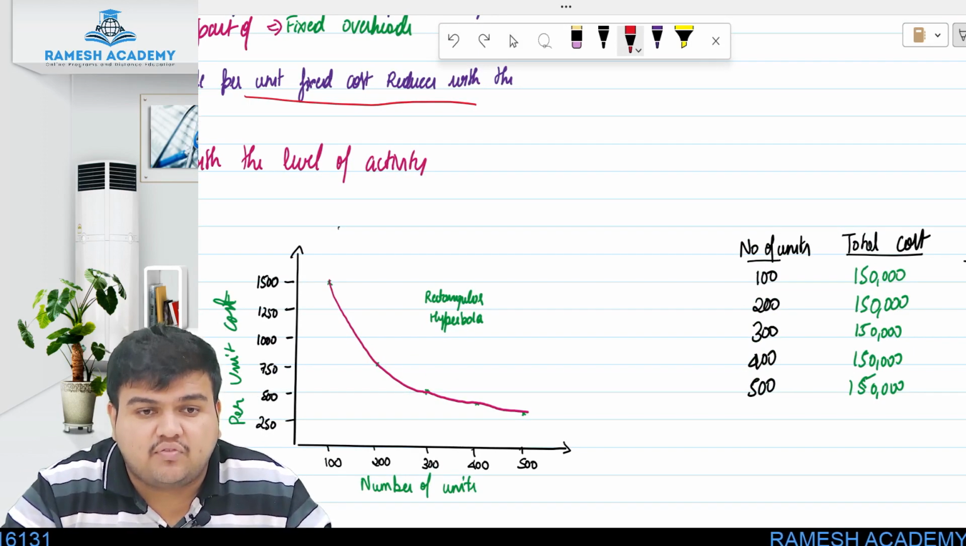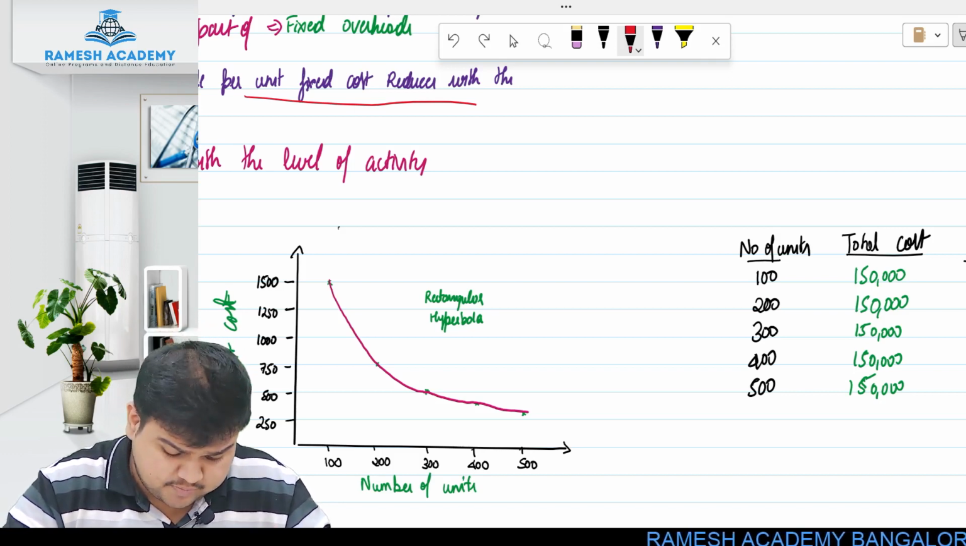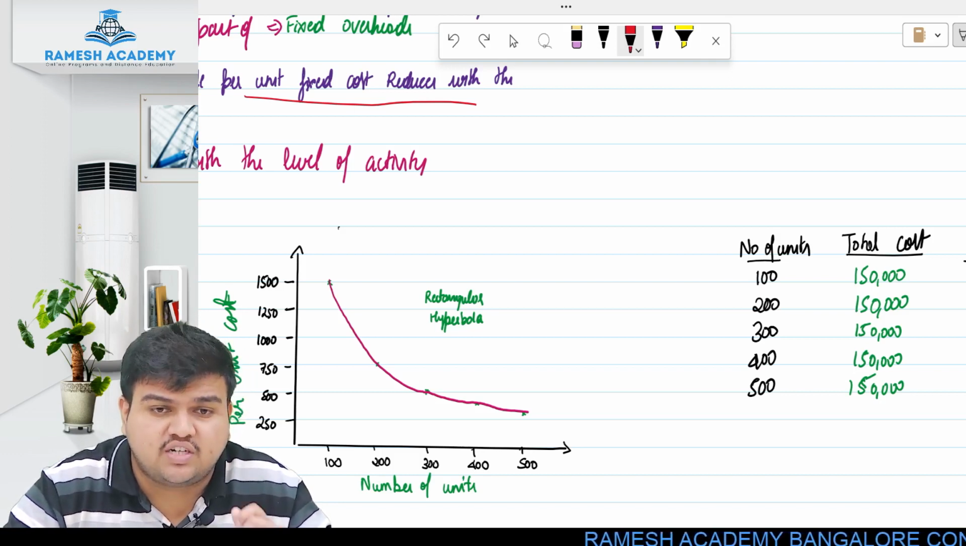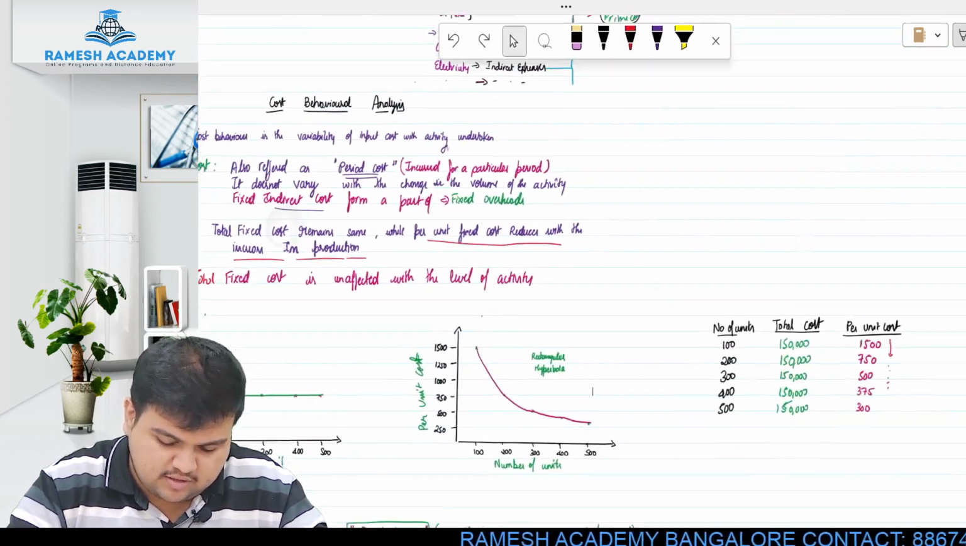So what is the graph that represents per unit of fixed cost? That is rectangular hyperbola, a multiple choice question, whether a straight line, slope or something.